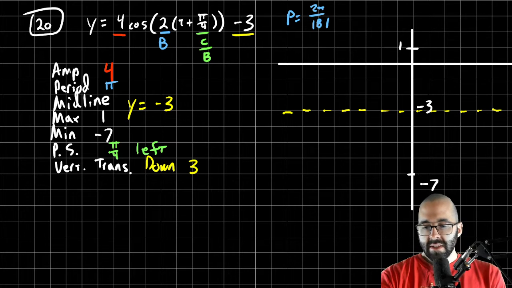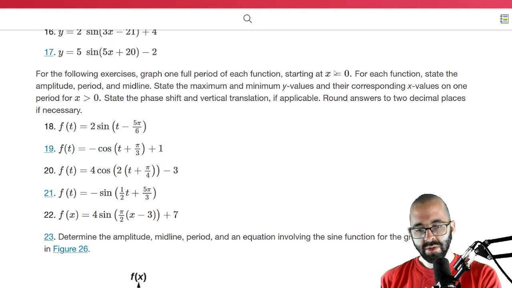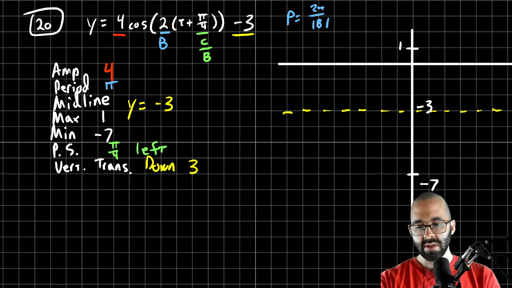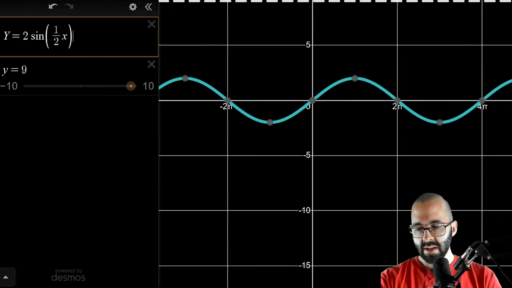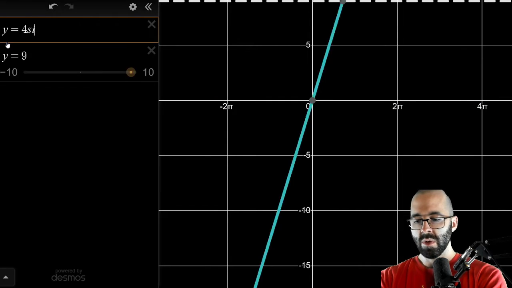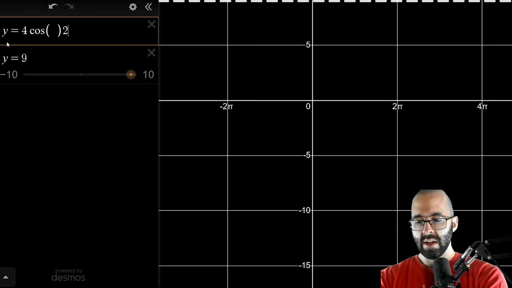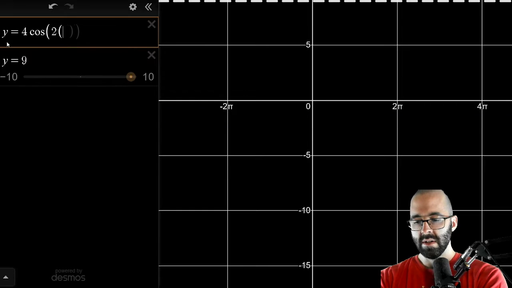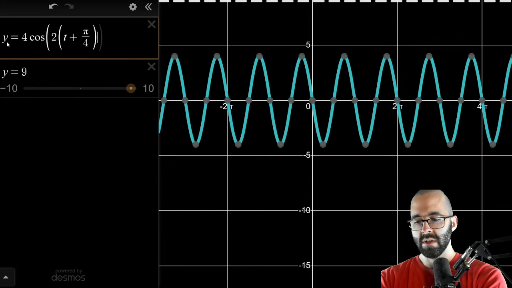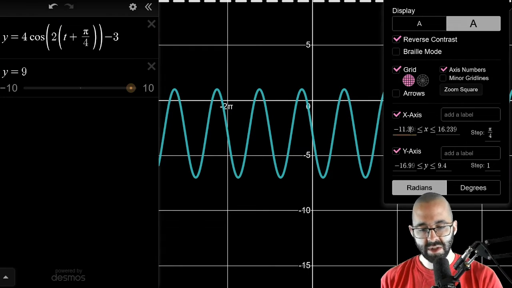All right. And do we need to say when these maximas happen? Oh, and it only wants us to graph 1 full period starting at x equals 0. Let's be very careful to do that. Let's write this function down: y equals 4 times the cosine of 2 times (t plus pi over 4), minus 3. So we only want 1 period starting from 0.